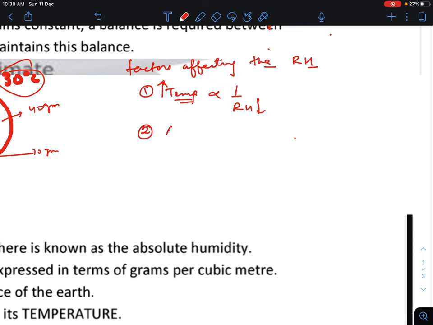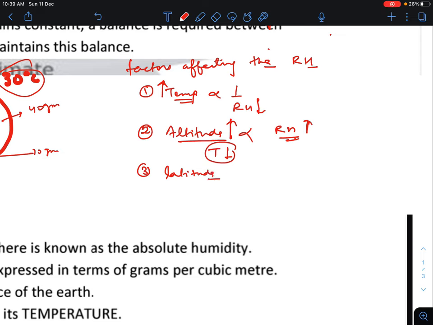Second one is the altitude. With an increase in altitude, there is a direct relationship with the relative humidity. If you increase the altitude, it means that we are actually decreasing the temperature. It means that the relative humidity is going to increase. Now the third one is latitudinal extent.